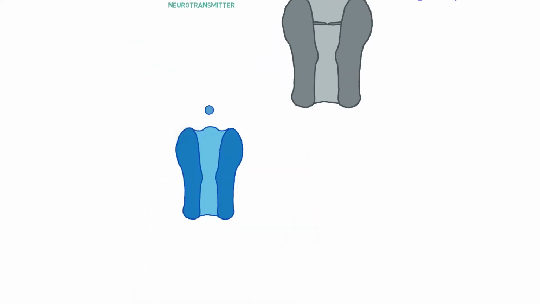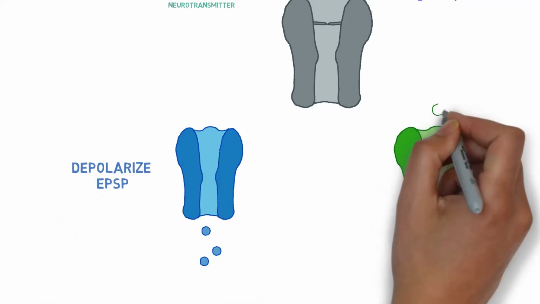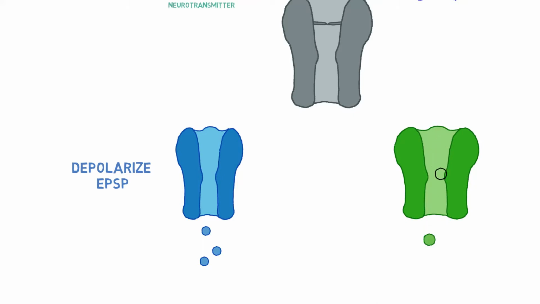If the ion channel lets sodium in, the cell membrane will depolarize locally, and this is an EPSP. If the ion channel opens for chloride, the cell membrane will hyperpolarize locally, which is an IPSP.